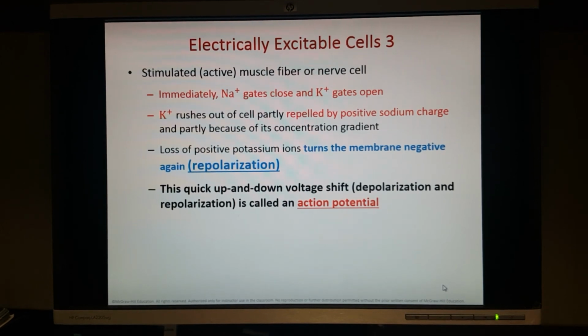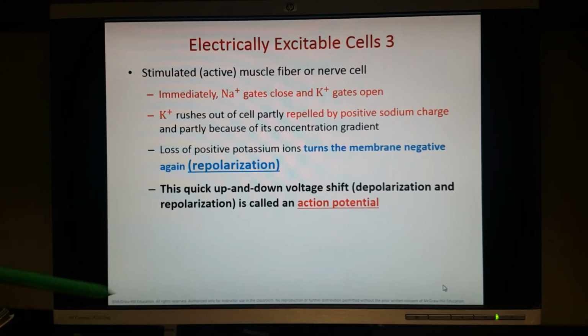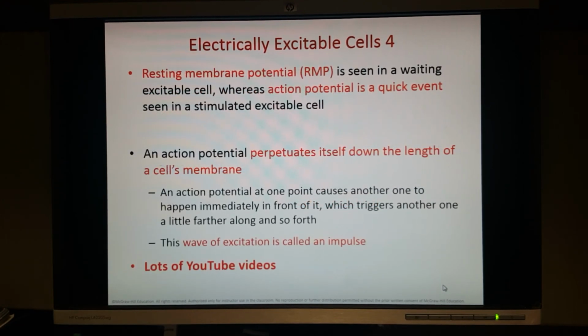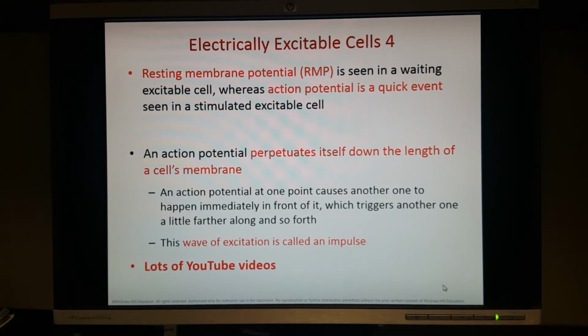So this quick change in voltage, your depolarization and repolarization, is called an action potential. So your resting membrane potential is just when your cell is waiting to be stimulated. Your action potential is a very quick event once your cell has been stimulated. So your quick depolarization, quick repolarization.